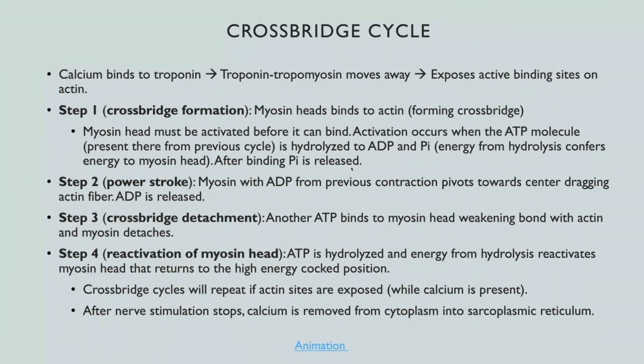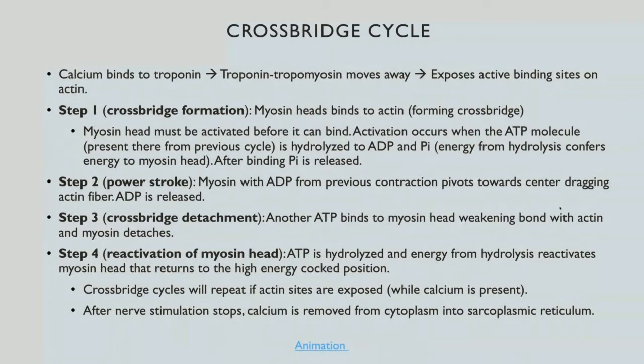Step 2 is the power stroke. It's the moment when the myosin head pulls on actin and brings the 2 Z lines together. What happens there? Myosin, with the ADP that is present from the previous contraction, pivots towards the center of the sarcomere, dragging actin, and at the end of this, ADP is released.